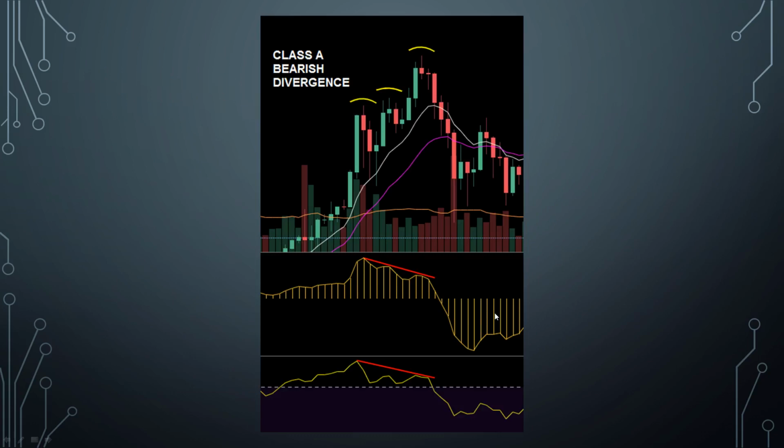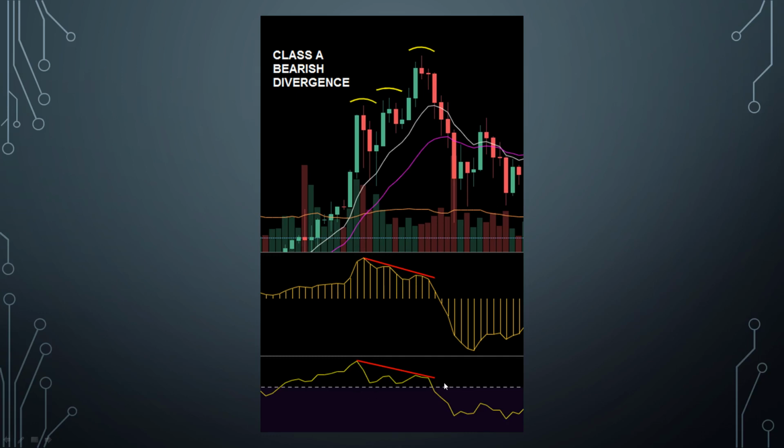Firstly, Class A bearish divergence. In this example here, we have a high, a higher high, and a further higher high. But as you can see in our MACD here, our momentum is dropping off, forming a high, a lower high, and an even lower high again. So we have price action moving opposite to our momentum, therefore diverging.